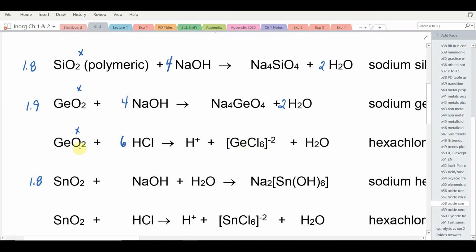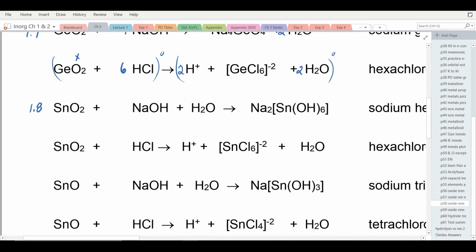Oxygens, I have 2 on the left. Let's put 2 on the right. Now the hydrogens, I have 6 on the left. Right now I have 4 on the right. I need 2 here. And just as a check, the total charge on the left-hand side is 0. And the total charge on the right-hand side, therefore, has to be 0. So I have plus 2 and minus 2. That combines to make 0. You're not responsible for silica or germanium oxides.